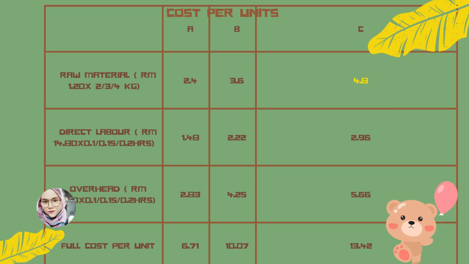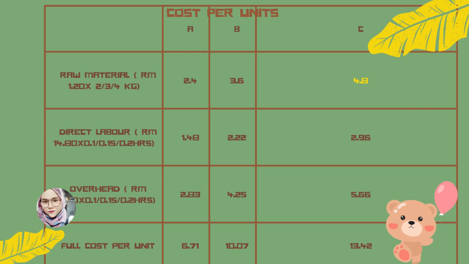So the direct labor is RM 14.80 times 0.1, 0.15, or 0.2 hours. For product A, we got 1.48. For product B, we got 2.22. For product C, we got 2.96.